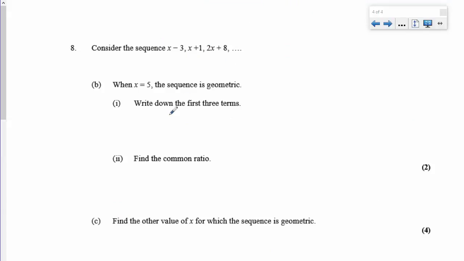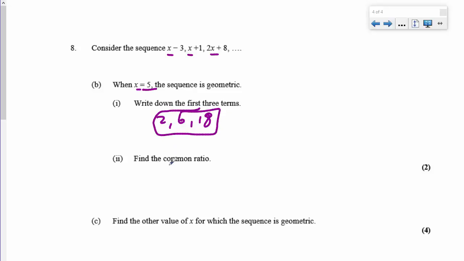Okay, looks like we're on the last page here. So this is number 8. Consider the sequence x minus 3, x plus 1, 2x plus 8. When x is 5, the sequence is geometric. We'll write down the first 3 terms. So all we're going to do is take the value 5 and plug it into our x's here and figure out what they are. 5 minus 3 is 2. 5 plus 1 is 6. 2 times 5, which is 10, plus 8 is 18. That was easy. It's just 2, 6, and 18.